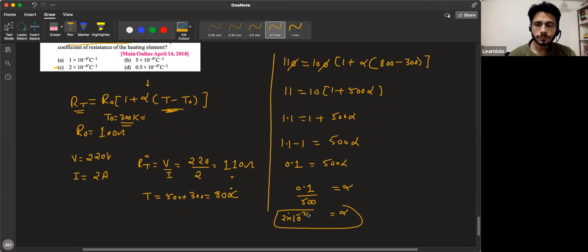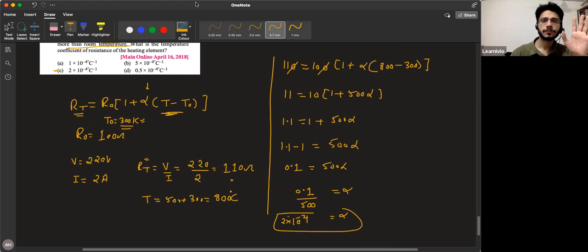Minus 4. Great. Is it clear? Akshay, yes, sir. Anshika, very good. Nabil Khan, is it clear now? Sir, can you just show the question? Yes, sir.